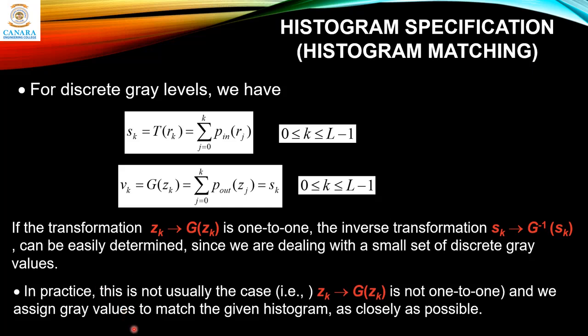But in practice, this is not usually the case. z_k mapping to G of z_k is not 1 to 1, and we assign gray values to match the given histogram as closely as possible. As we did in the problem for equalization, here also we'll assign gray values to match the given histogram as closely as possible. We'll manually try to assign the values to suit the requirement. We'll understand it more closely when we do the problem.